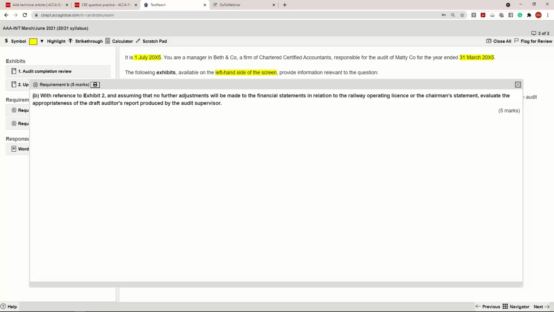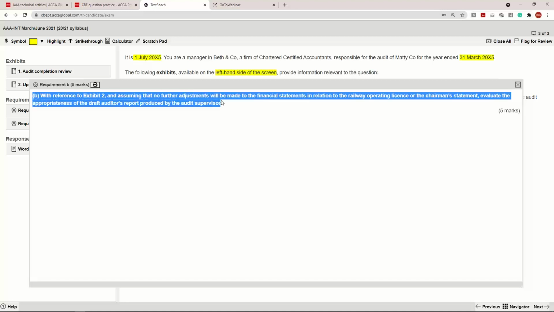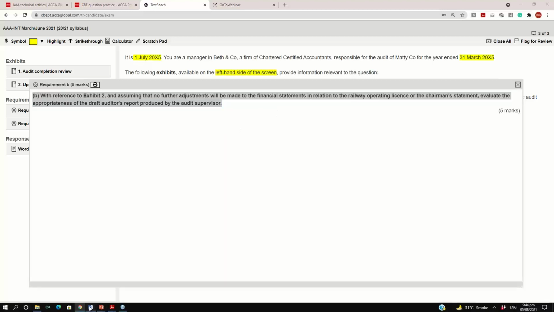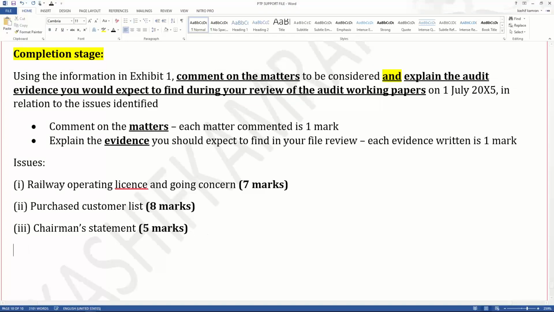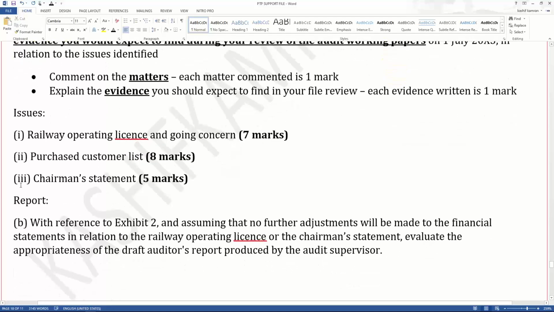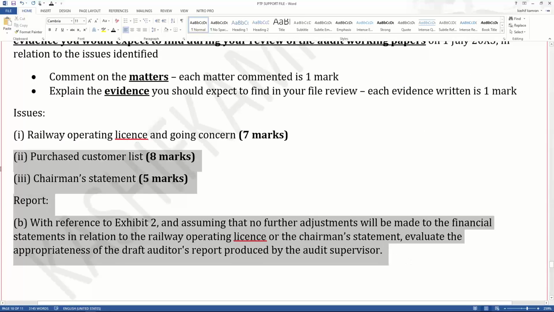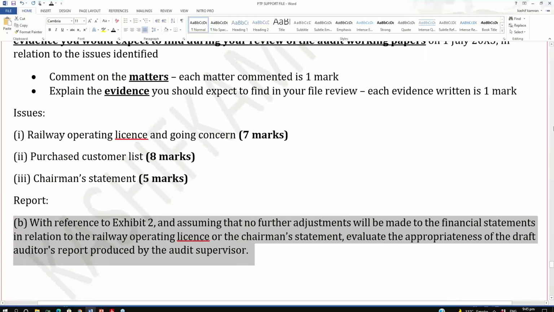So the report has already been produced and you need to evaluate whether it is right or wrong? 5 marks. Now see how you read a question and how I read a question. This is a question set at the reporting stage, just for 5 marks. So a 5 marks reporting requirement and a 20 marks completion requirement. Which is the heavyweight here? The heavyweight here is completion.